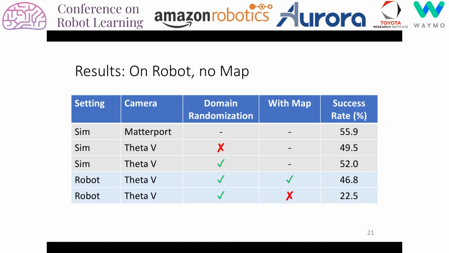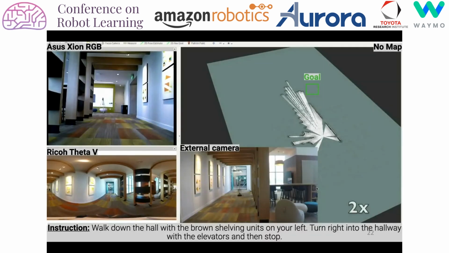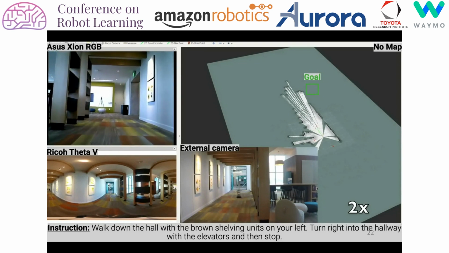The final setting is without a map, and here we see that the success rate drops substantially from around 47% with the map to less than half of that. Let's have a look at an illustrative example.